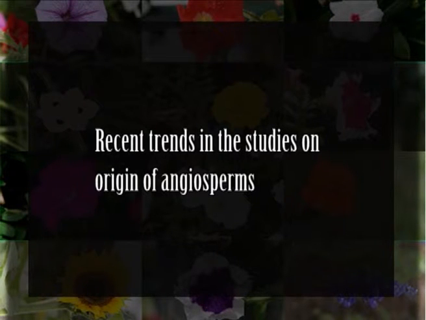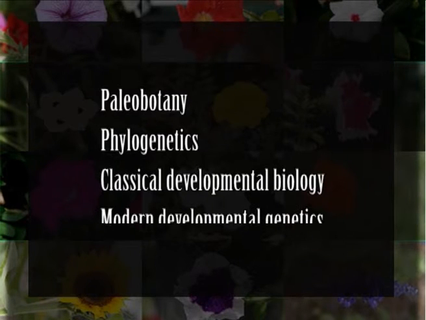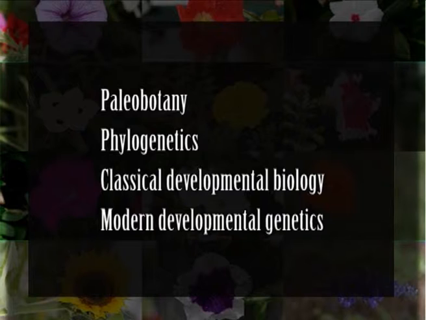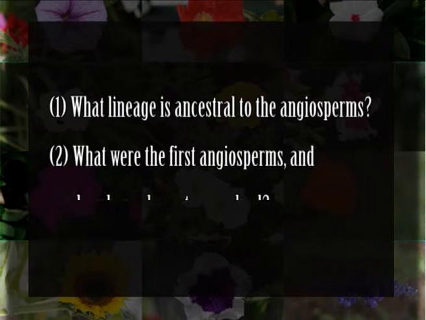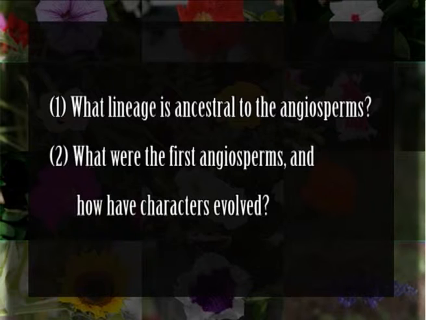Now, let us analyze the recent trends in the studies on origin of angiosperms. Through contributions from paleobotany, phylogenetics, classical developmental biology and modern developmental genetics, tremendous progress has recently been made in elucidating the origin and diversification of the angiosperms. Fossils have contributed a lot. Paleobotany has at least 3 crucial roles to play in resolving the origin and early diversification of flowering plants and addressing the following questions, which include: what lineage is ancestral to the angiosperms? What were the first angiosperms and how have characters evolved?